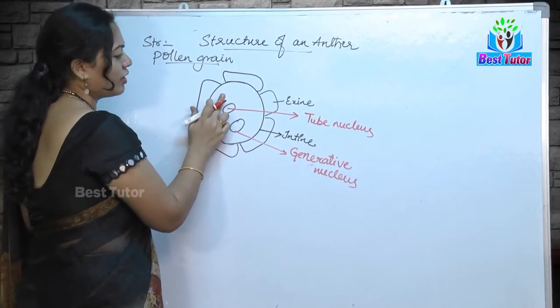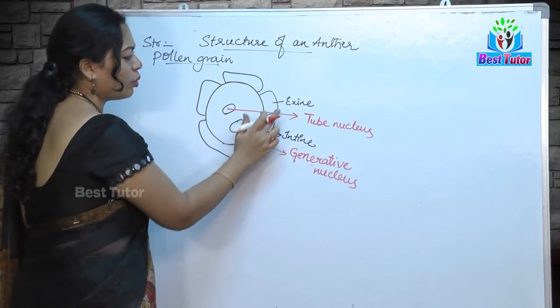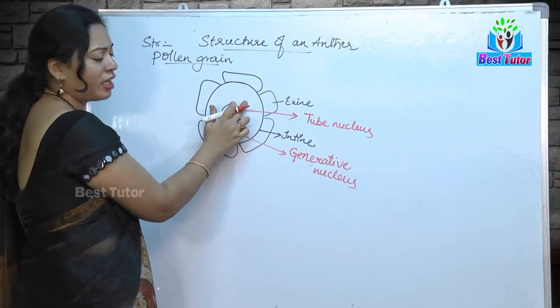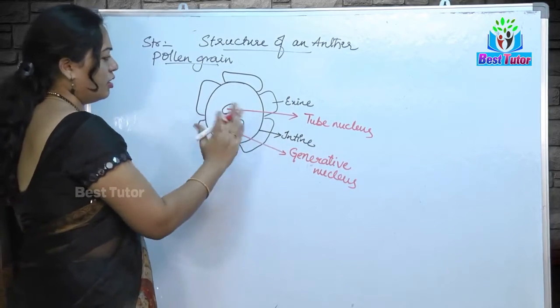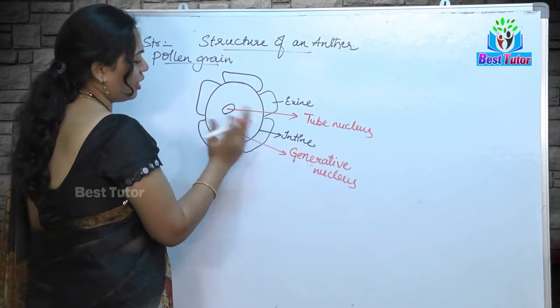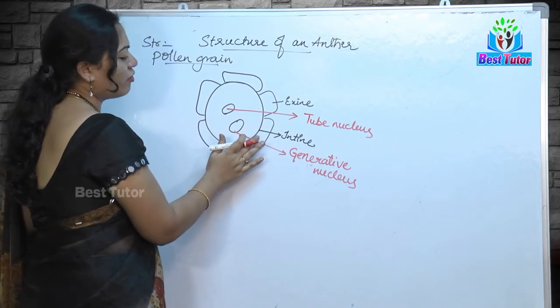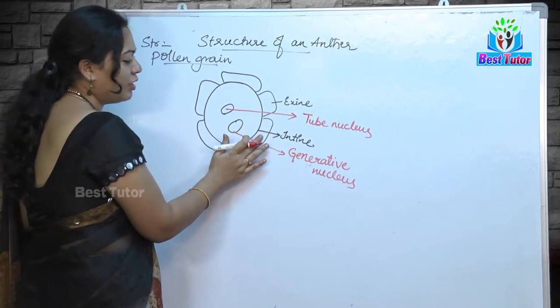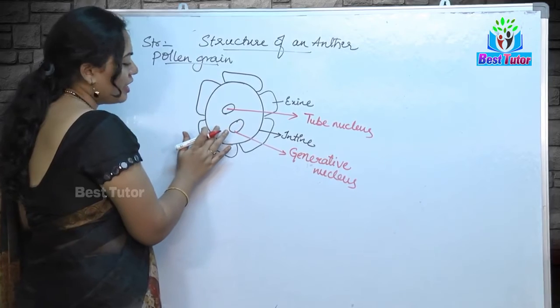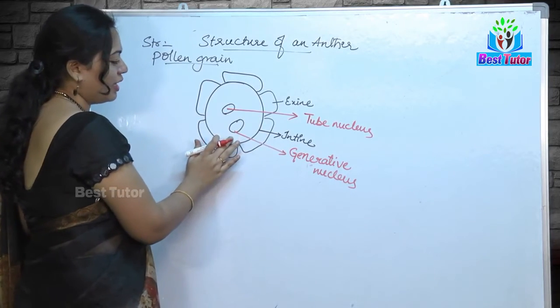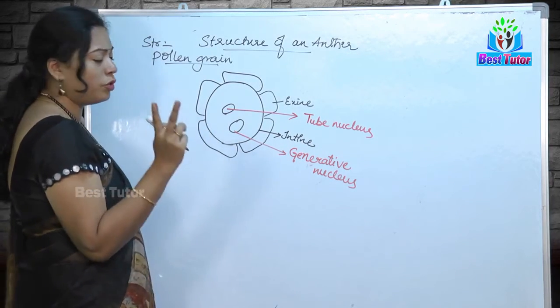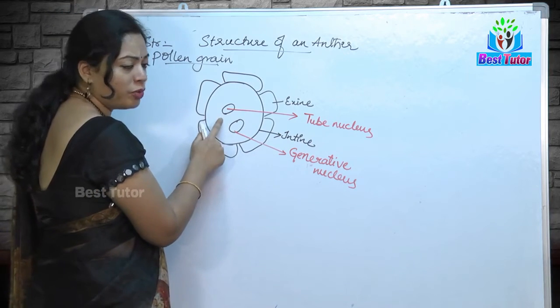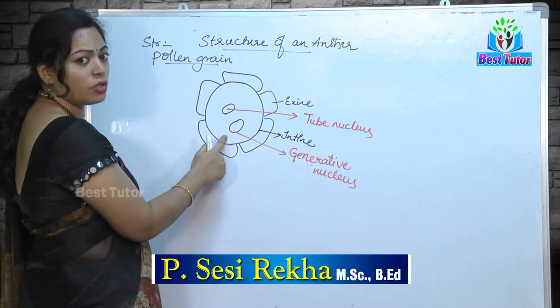If you examine the pollen grain structure, it has an outer covering membrane known as exine, which protects the pollen grain from any kind of external changes or injuries. Then next we have the internal covering membrane known as intine, and inside the cell, the pollen grain male gamete, we examine two nuclei. One is known as the tube nucleus, the other is known as the generative nucleus.